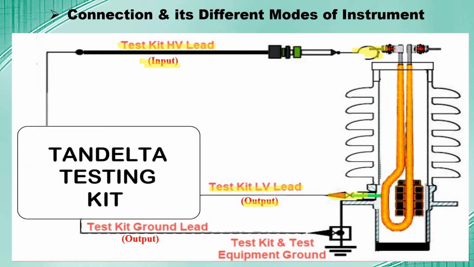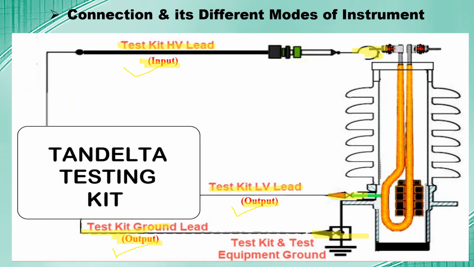And third, we connect the ground lead or the earthing cable to the earthing point of the CT over here. Again, the output is read in the tan delta. So you must understand this. The input is given from the HV cable, and the output is read from the LV cable as well as the ground lead or the earthing lead.